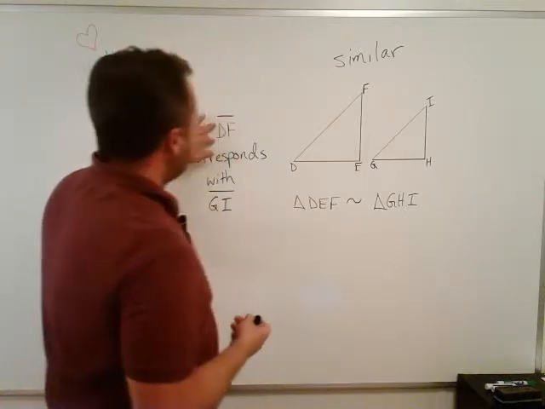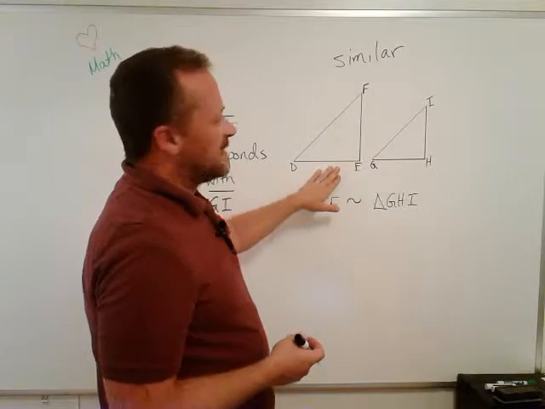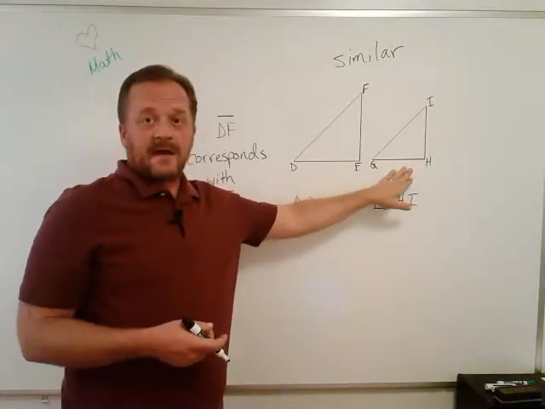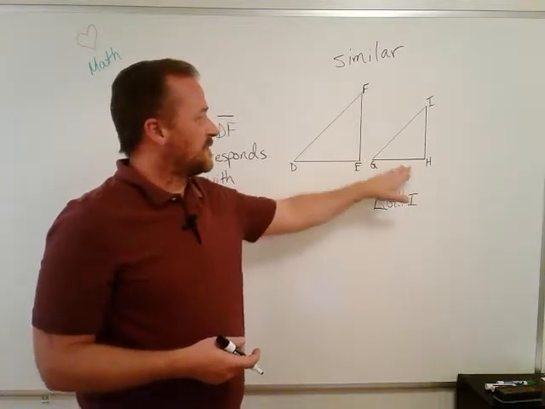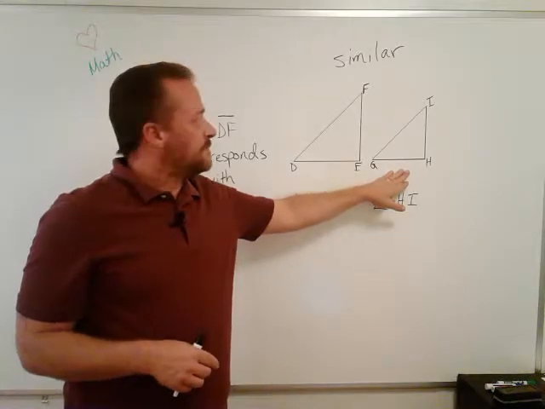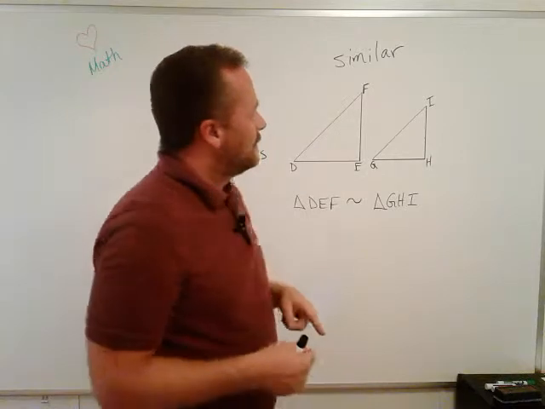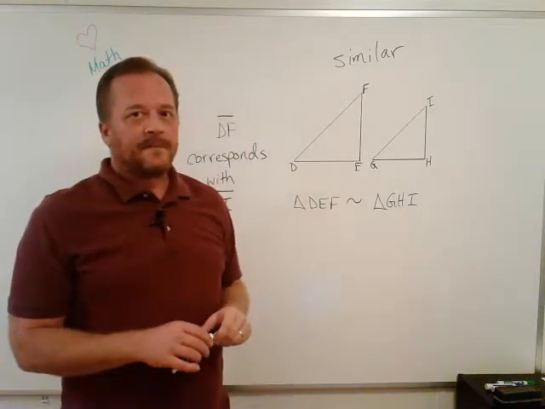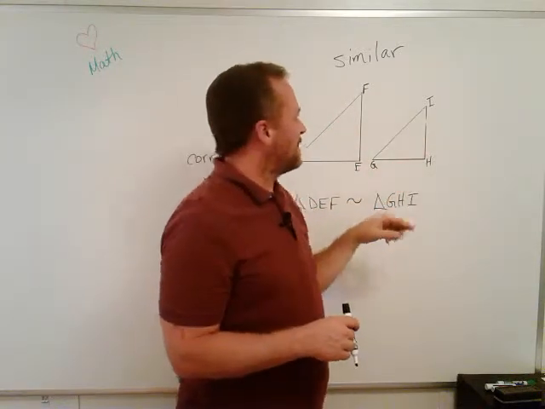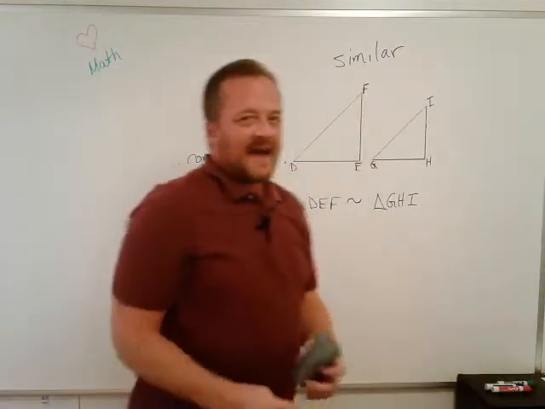Now, if DF corresponds with GI, then which line corresponds with DE? GH. These two correspond with each other because they're in the same position on the two different triangles. So finally, what if I looked at line EF? Which line does that correspond with? HI.